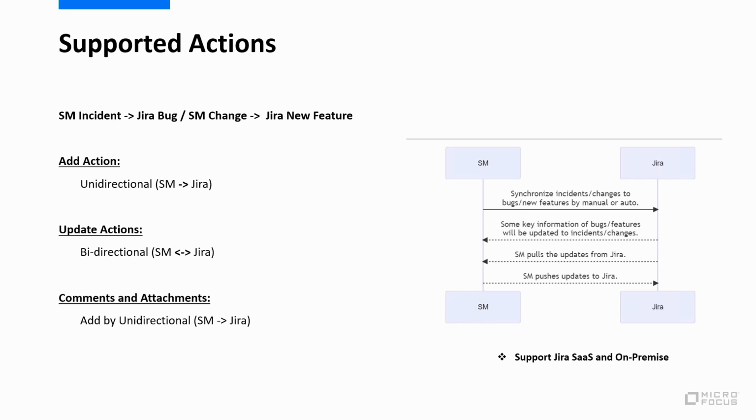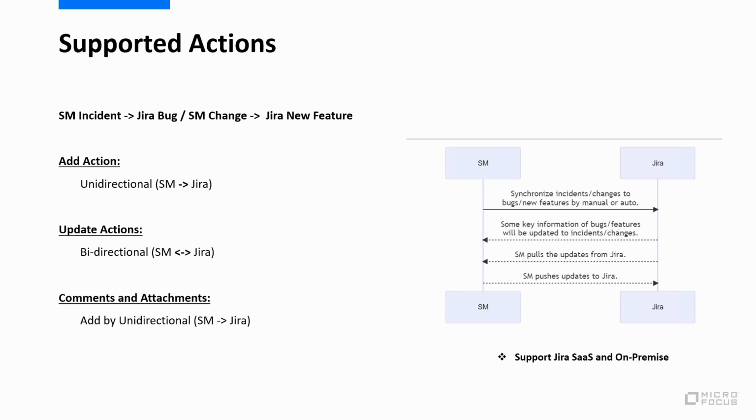For the two user scenarios, Service Manager incident to Jira bug and Service Manager change to Jira new feature, we support add actions unidirectionally from Service Manager to Jira. For the update actions, we support them bidirectionally between Service Manager and Jira. One thing we need to clarify is that for comments and attachments, we only support add actions unidirectionally from Service Manager to Jira.